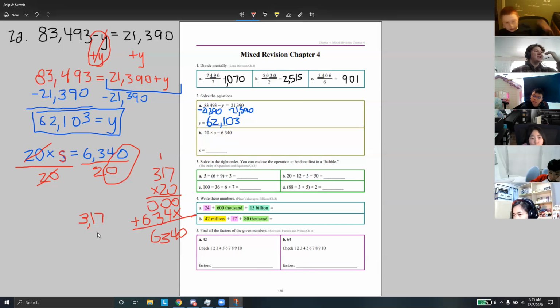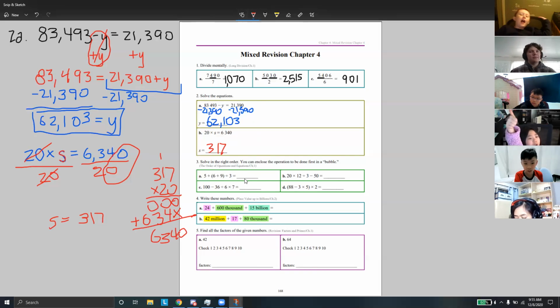So we just get S is equal to 317, with no comma. Why is there a comma there? Okay, great. So next we have 3. Solve in the right order. You can enclose the operation to be done in a bubble.